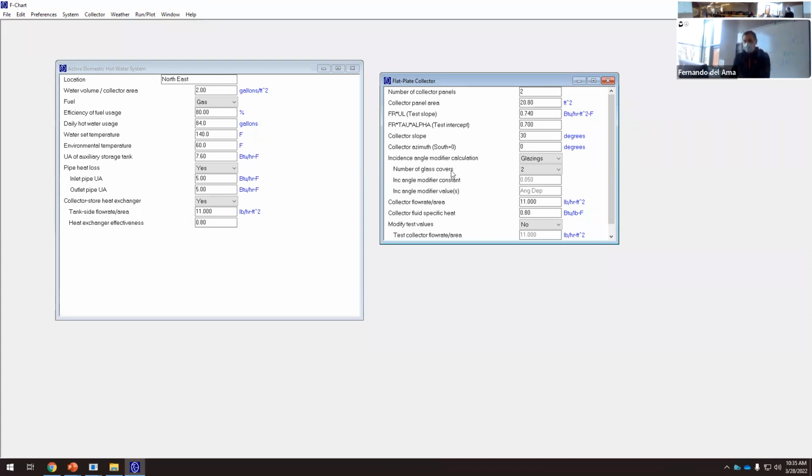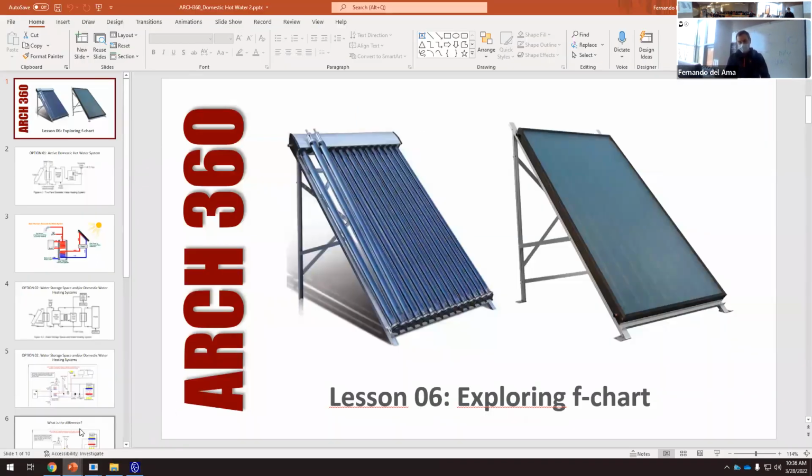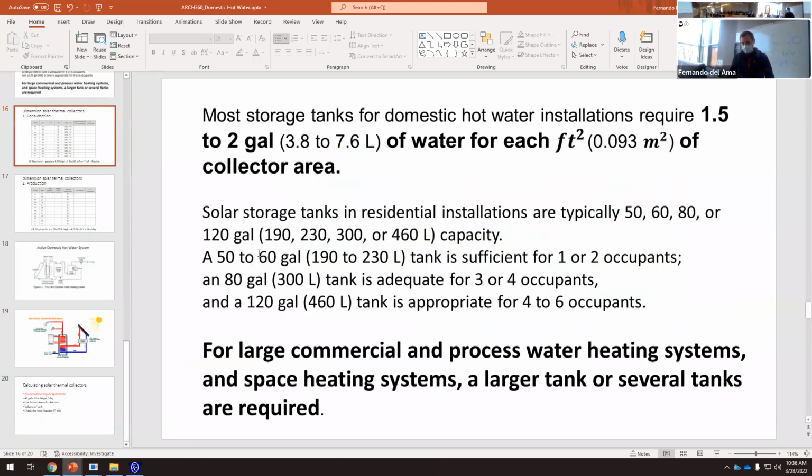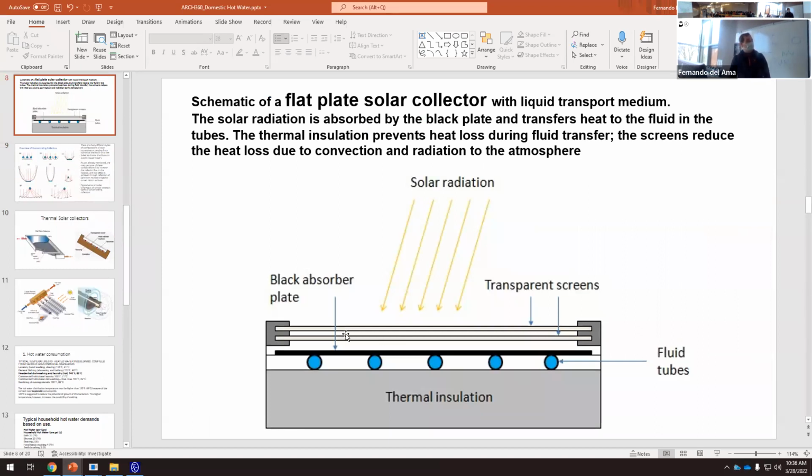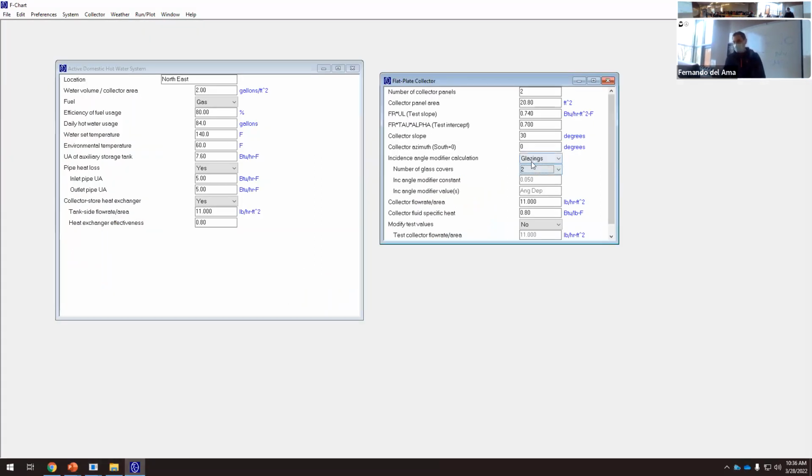And the number of glass covers, you can select 1, 2, 3, 4. 2 is common. It's like double glazing, triple glazing. You remember that we have glass because we have selected the flat collector in options or in collectors. And remember that, okay, so here in this case, this is a double glazing. So the number of glass covers is 2 in this case. It can be 3, 4, or just 1. The more the better, the more expensive. I think 2 is good enough. So 2.